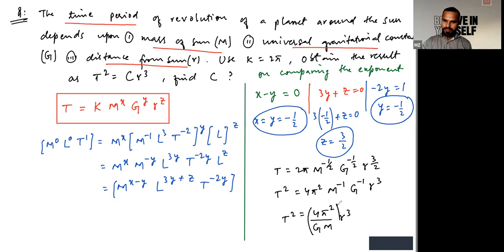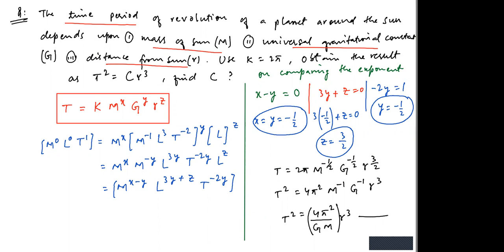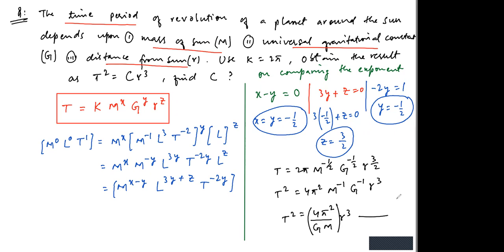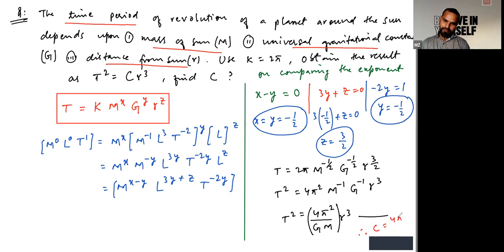So just compare this expression with this part. So what would be the value for C, Mamona? C would be equal to T square divided by R cube, where C is nothing but the coefficient of R cube. So from this expression, what's the coefficient of R cube here? 4 pi square divided by GM. Good. So C would be equal to 4 pi square over G times M.